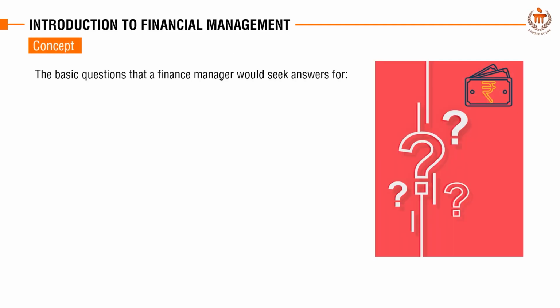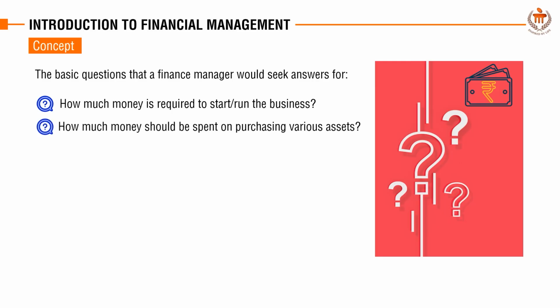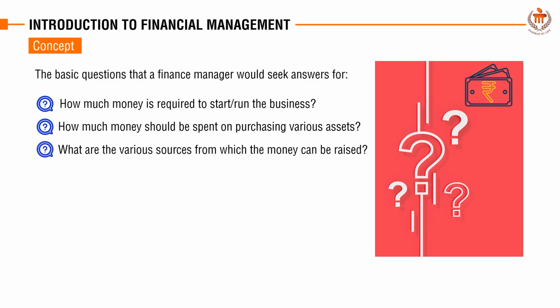Let us now try to understand one of the basic questions that our finance managers seek answers for. First is how much money is required to start the business and also to keep the business running. How much money should be spent on purchasing various assets? What is the amount of money to be spent on buying fixed assets such as machinery, furniture, and so on? How much money should be spent on construction of a building? How much money should be spent on buying current assets like stock, etc.?